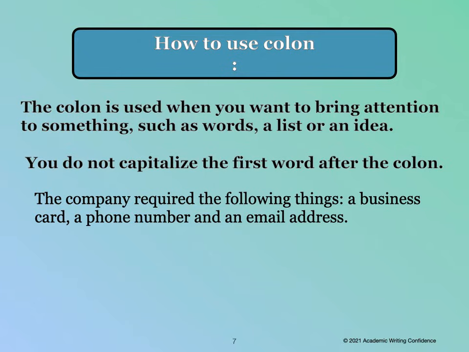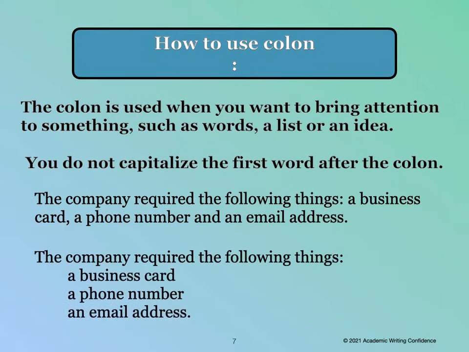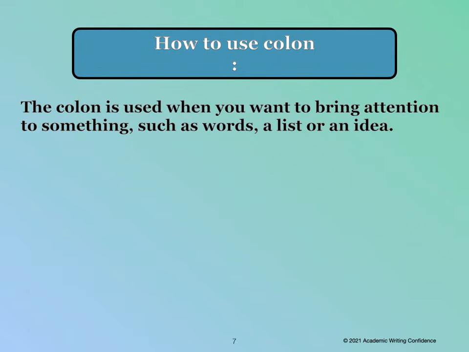Now, writing this sentence in this way brings attention to the three things that the company required. You can see there is no capital A after the colon. Now, this is a good technique to use in your essay writing when you want to emphasize certain information. Sometimes, especially in a longer essay, you'll find the following style. The three phrases will be listed below the first part of the sentence. Now, this emphasizes even stronger the three things that are listed. This is an effective way of bringing attention to the topics that you're discussing in your essay.